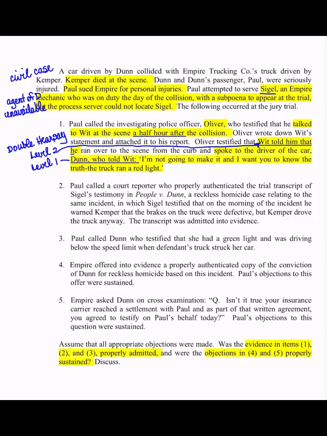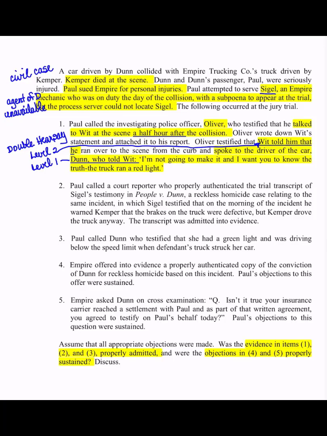Is this a dying declaration? It is a statement made under the belief of impending death, but the problem is the elements for dying declaration. The statement has to be made while the declarant believed death was imminent. It has to be concerning the cause or circumstances of impending death, offered in a prosecution for homicide or in a civil case. All of that works, but the fourth element is the witness is unavailable. Dunn is not unavailable, so that one won't work.